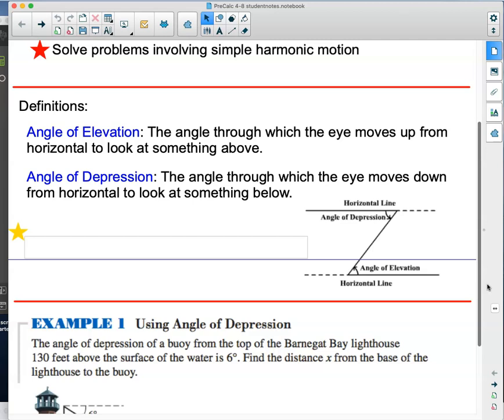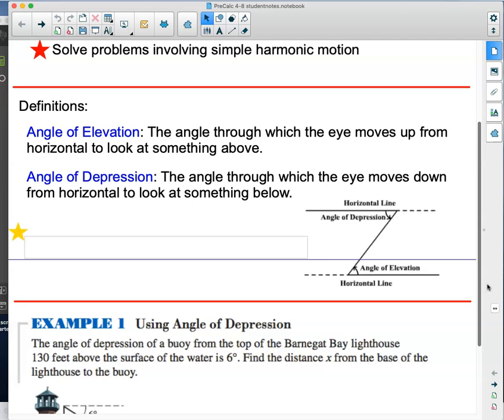That's the angle through which the eye moves up from horizontal to look at something above. An easy way to put it would be, if you're going to look at the water tower, normally you'd be looking straight ahead, but at the water tower you'd have to tilt your eyes up. So that's your angle of elevation from the normal horizontal up to the top of the water tower.